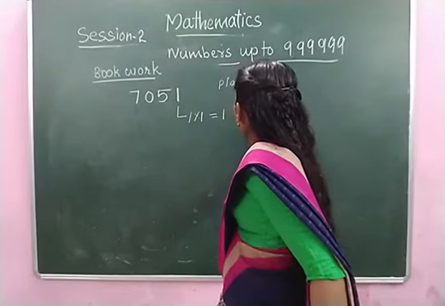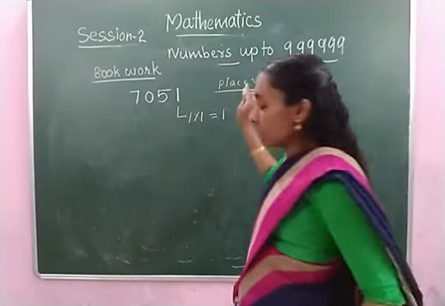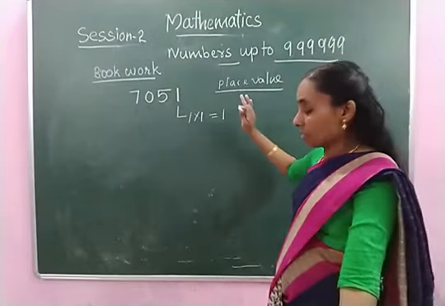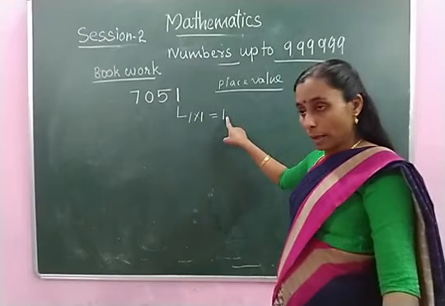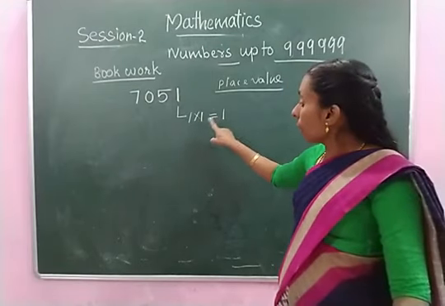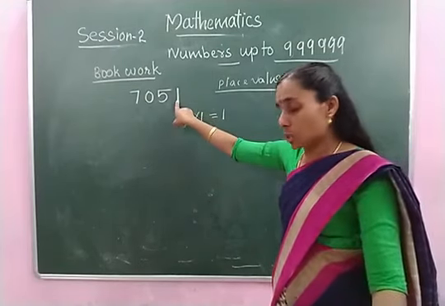Place value of 1 is 1. Now you don't need to write this way. Just you understand it. Afterwards you can write it. Okay. What is the place value of 1? 1. How did you get that 1? 1 multiplied by 1's place.